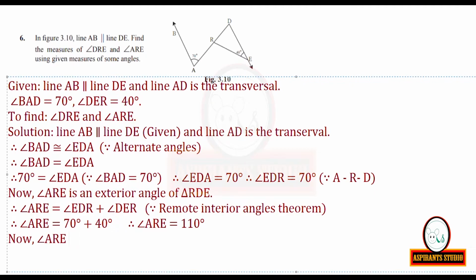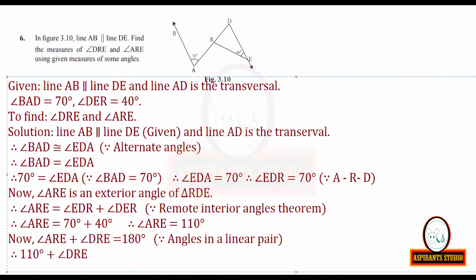Now, what is left out? We want to find measure of angle DRE. Look at angles in linear pair, angle ARE and angle DRE in the figure. They are angles formed in the same straight line. Angle ARE and angle DRE are angles formed in the straight line AD. So now they are angles in a linear pair.